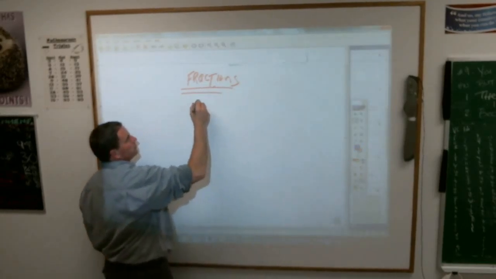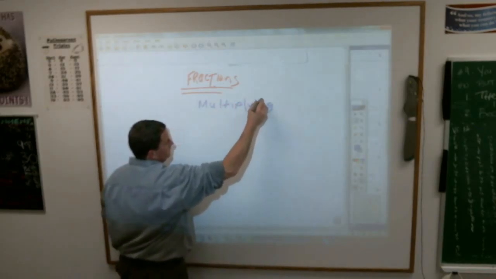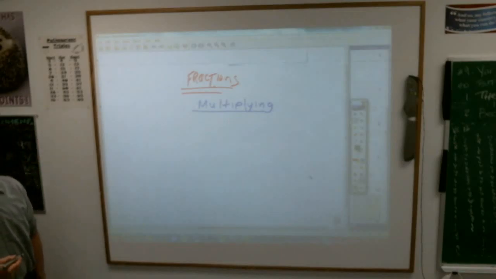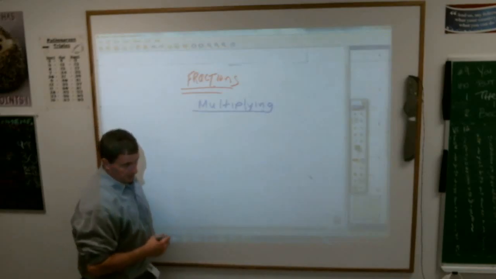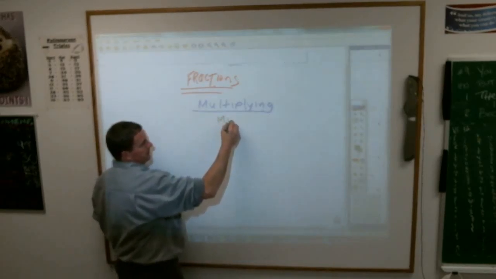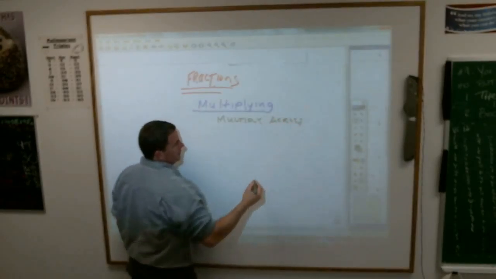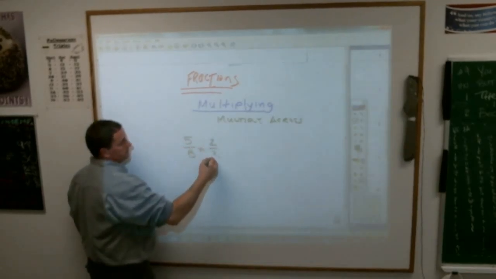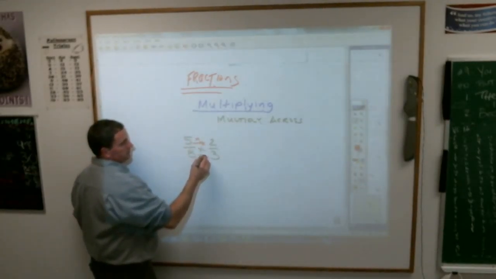And the first is multiplying them. And with multiplying, I don't know if you remember, there's nothing easier than multiplying fractions. It's probably the easiest thing you can do with fractions. Because when you multiply fractions, you just simply multiply across. In other words, if you have 5/8 times 2/3, it don't get no easier than that because you just go across, multiply, go across, multiply.